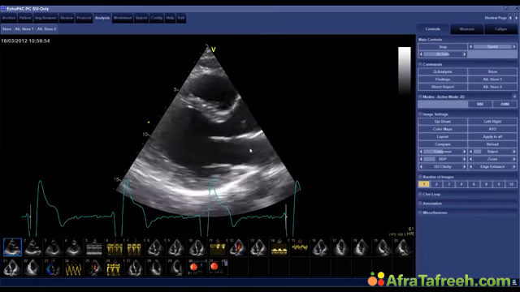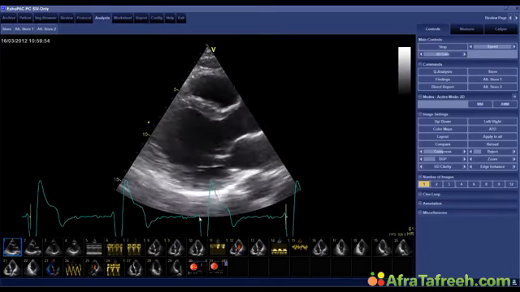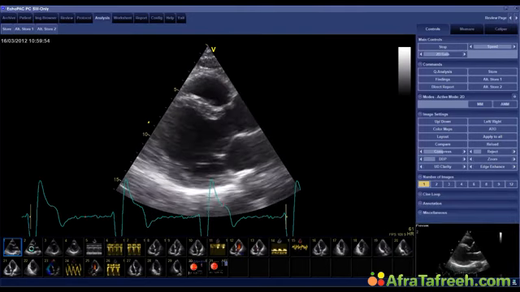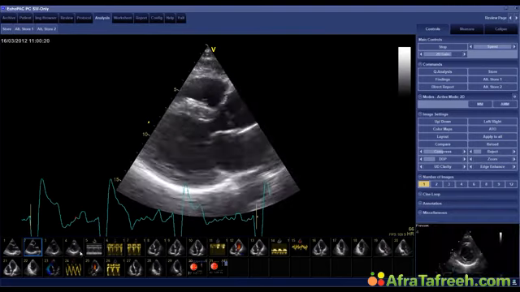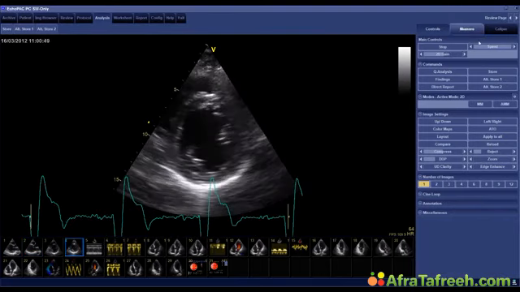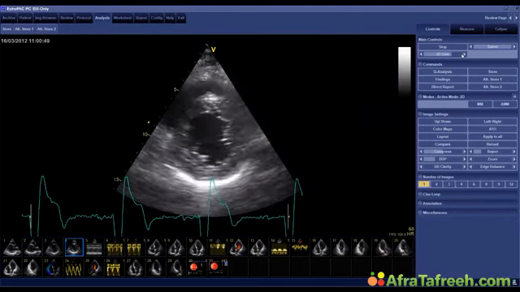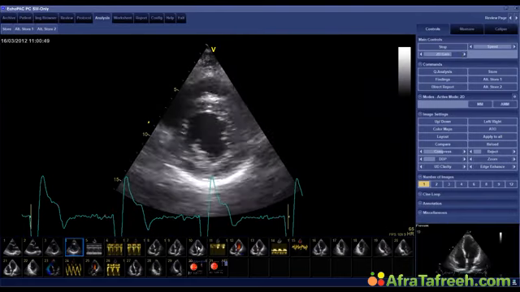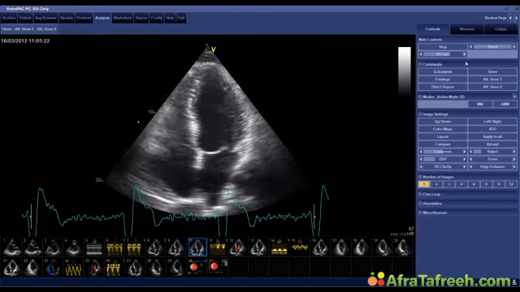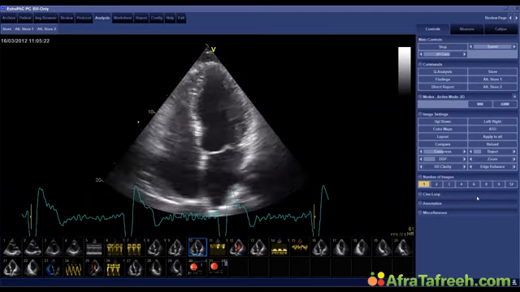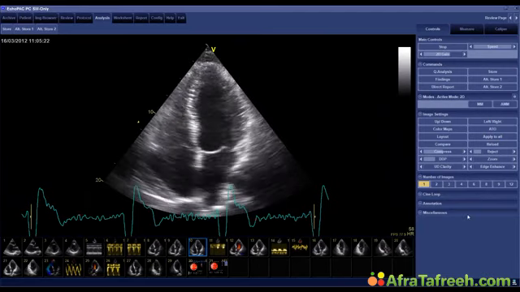Okay. This is now his parasternal long axis view. Another parasternal long axis view. Short axis view. Okay. Another 4-chamber view.